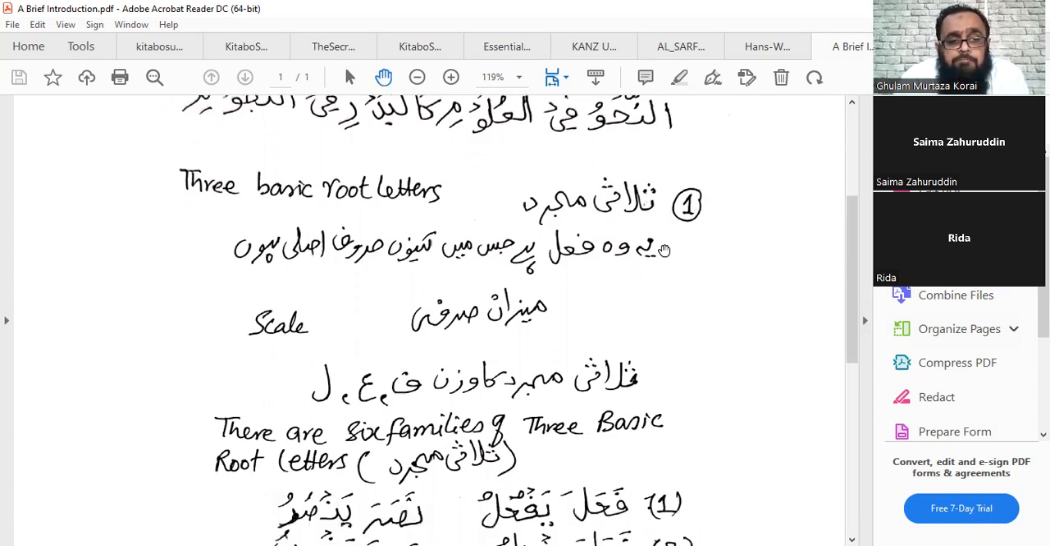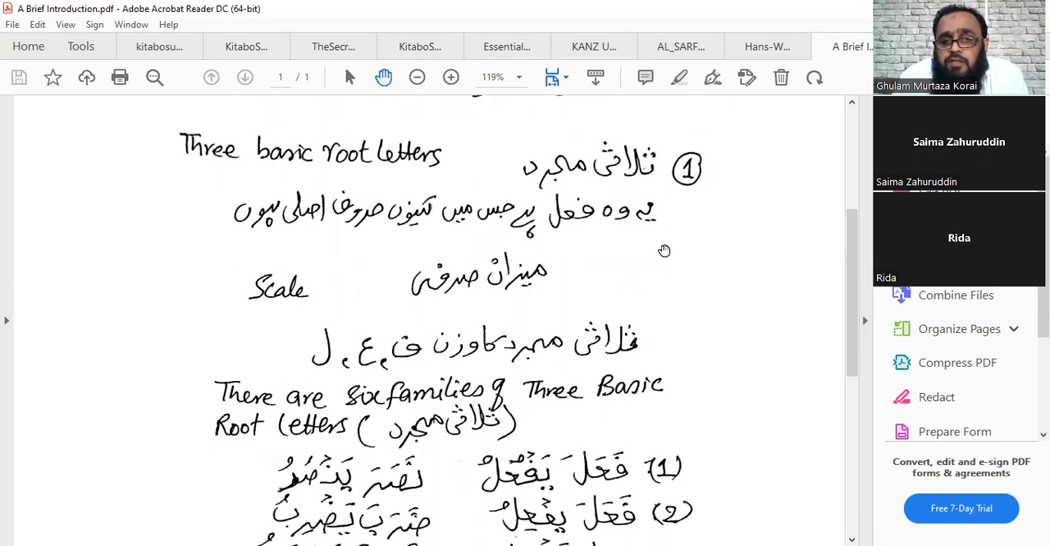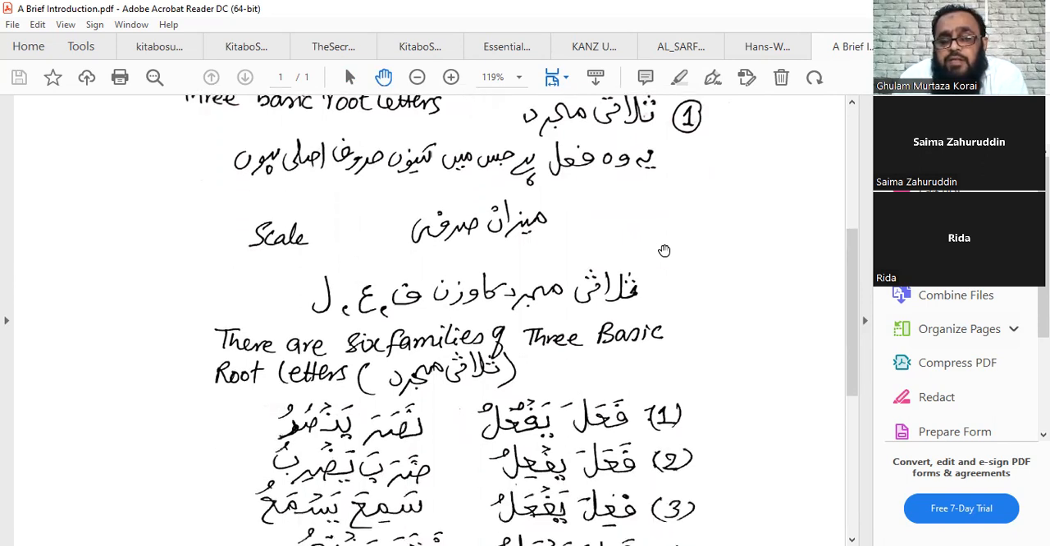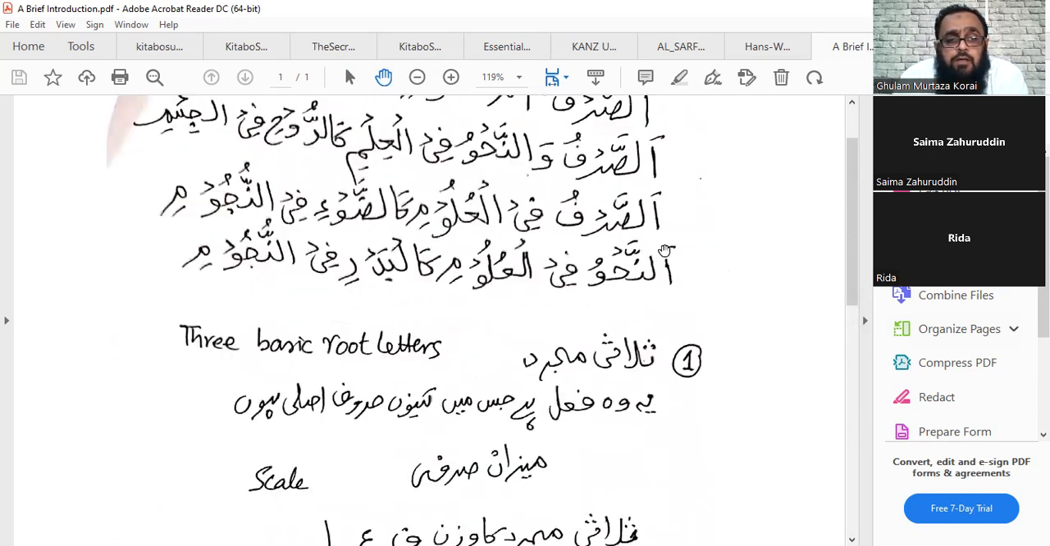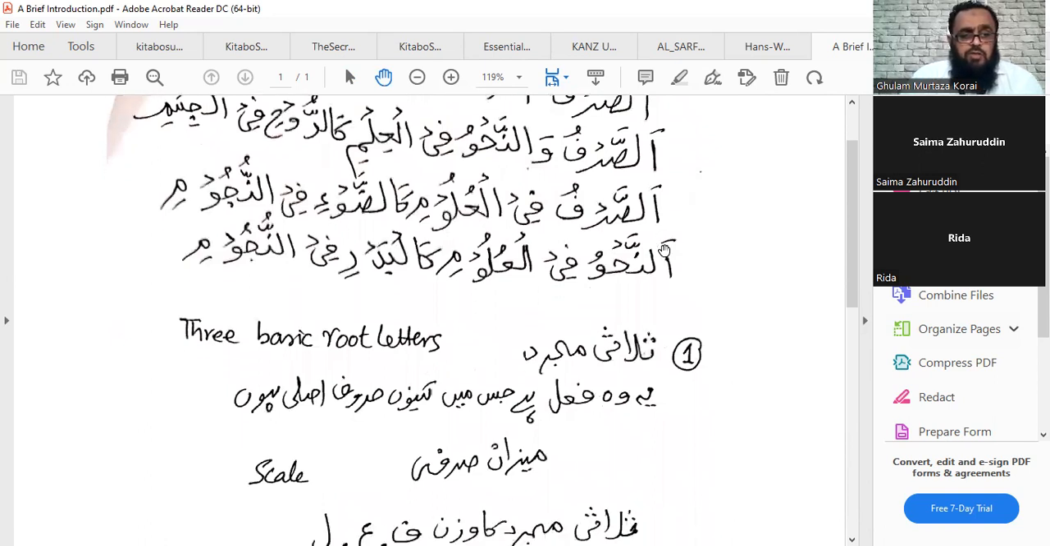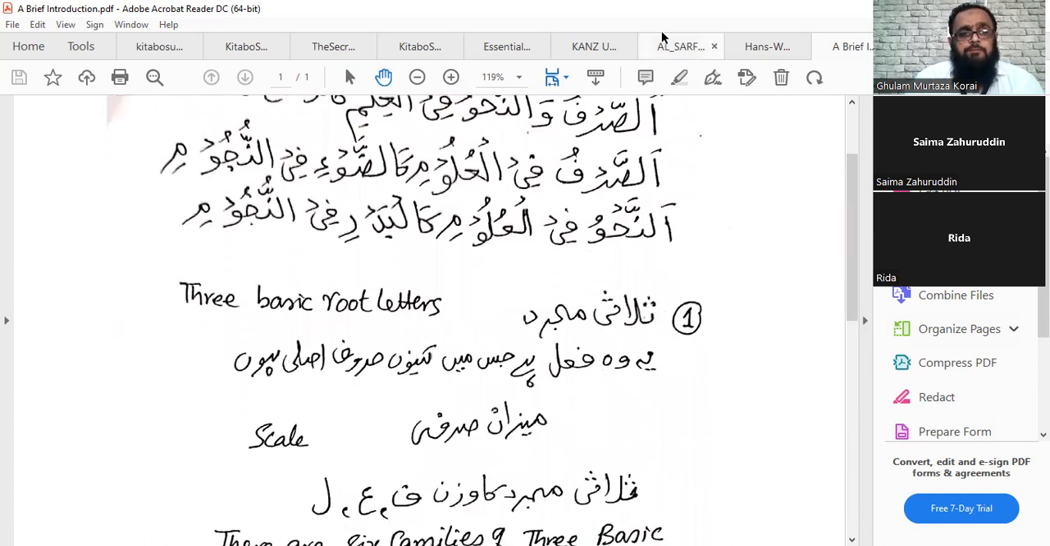It has six families or six chapters. Okay. Before telling that, let me tell you one more thing. I'll write that over here. These huruf asli consist of fa, ain, and lam. This is the stem.